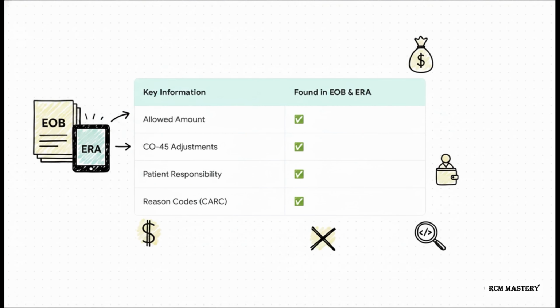So what is that identical data exactly? Well, whether you're holding a paper EOB in your hand or looking at a digital ERA on your screen, you're going to find the same key financial details. The allowed amount, those contractual adjustments like CO45, the final patient responsibility, and of course, the all-important claim adjustment reason codes, the CARCs, that explain the why behind the payer's decision.